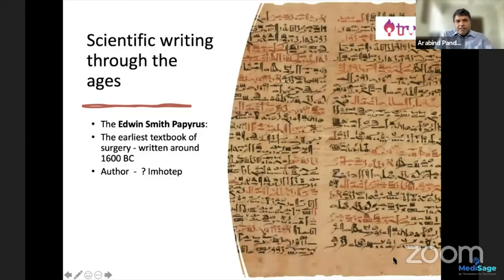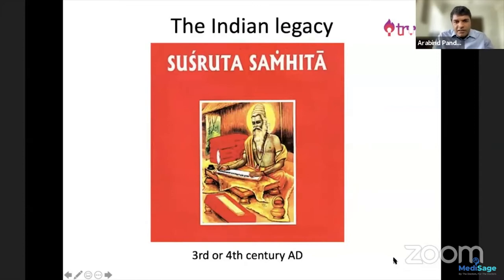If you look at the earliest textbook of surgery, it was probably written sometime around 1600 before Christ, and we really don't know who the author was. It is now called the Edwin Smith Papyrus after its discoverer, but it remains, while the author himself is long gone. Similarly, in the 3rd or 4th century AD, the Shushruta Samhita was published. We really do not know who Shushruta was, but we do have his writings and his surgical techniques, some of which are in use even today.